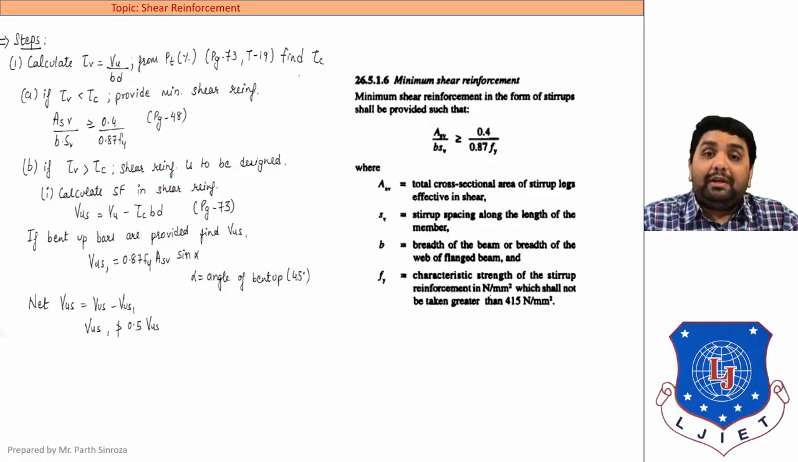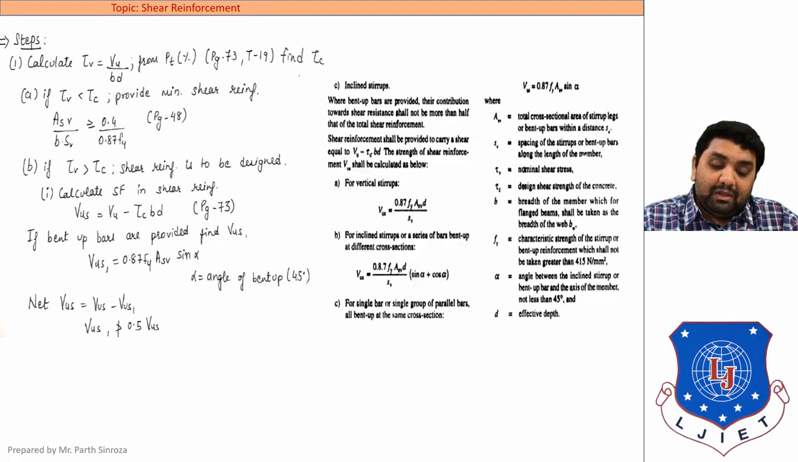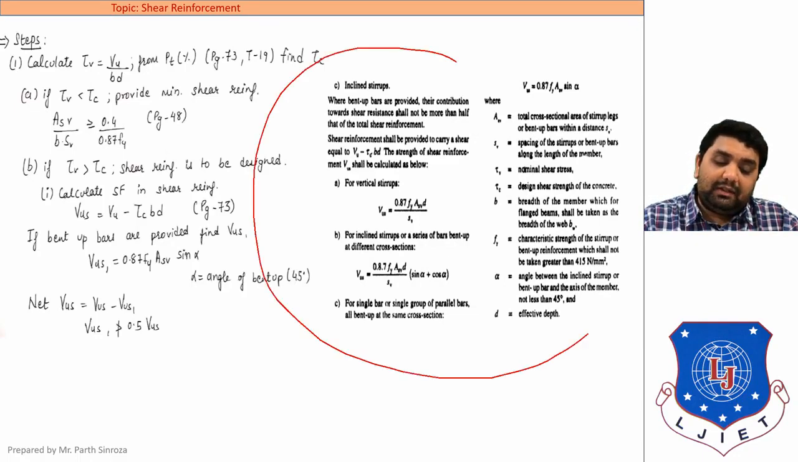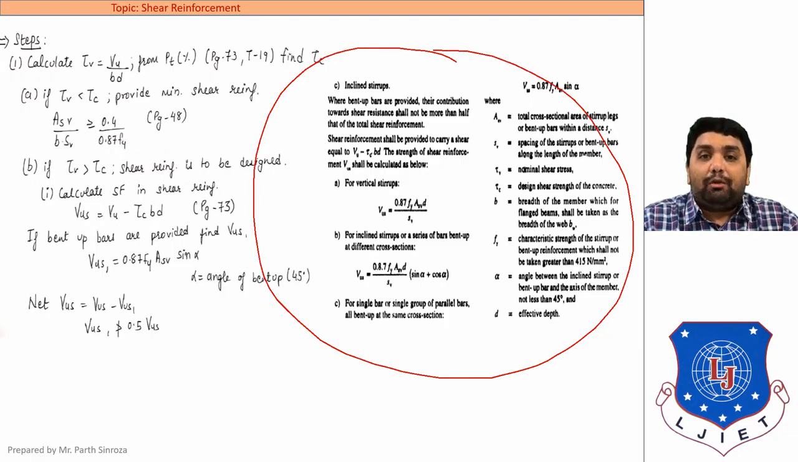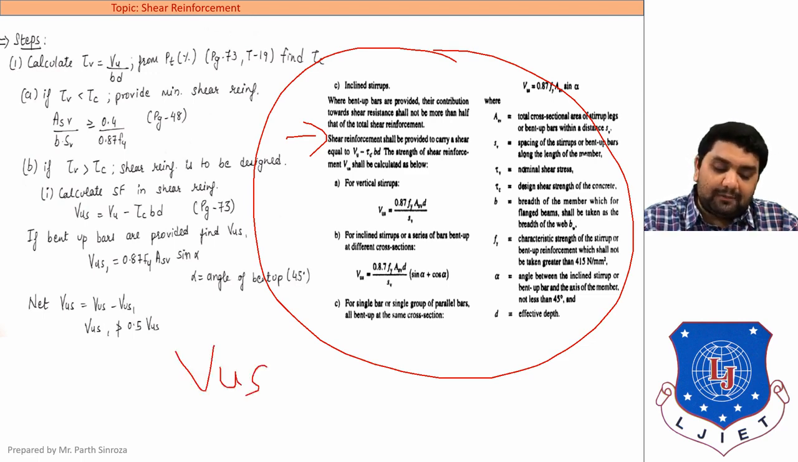So whenever you get tau v greater than tau c, we will be referring to page number 74 of your IS code, and you can see these equations mentioned in the bottom half of your page 74. Here it is said that shear reinforcement shall be provided to carry a shear equal to, so first we need to find this shear force. Let us name this shear force as Vus. Clear?